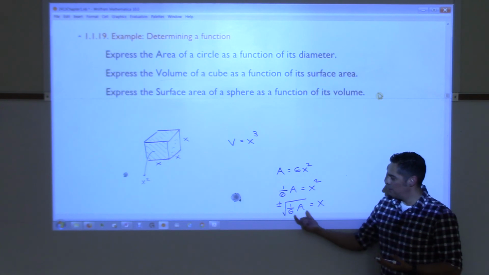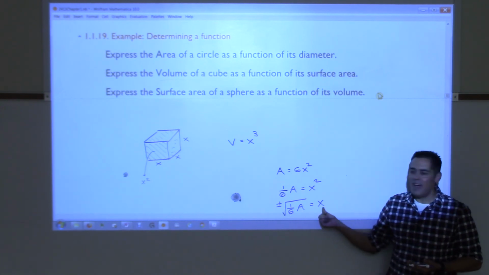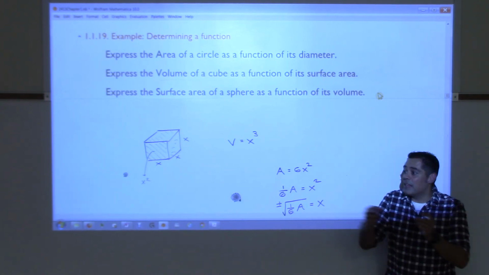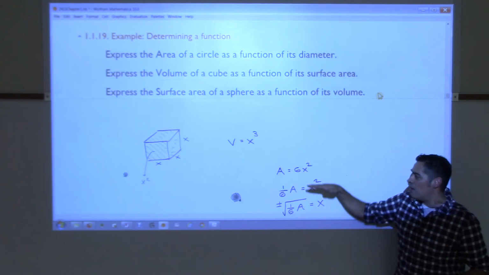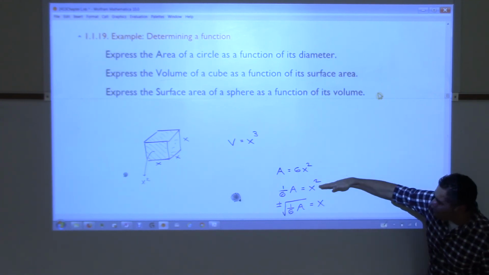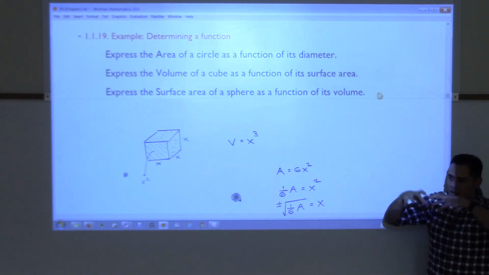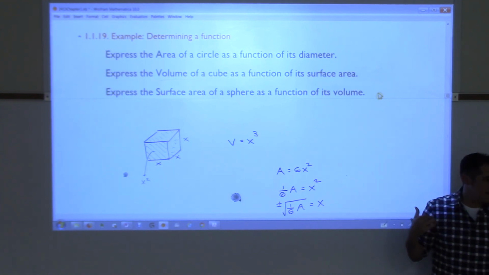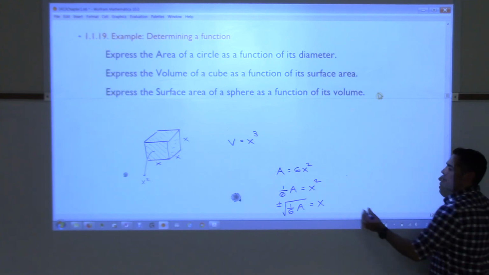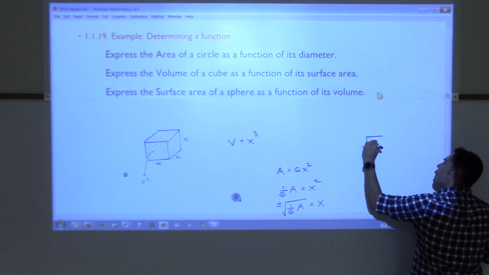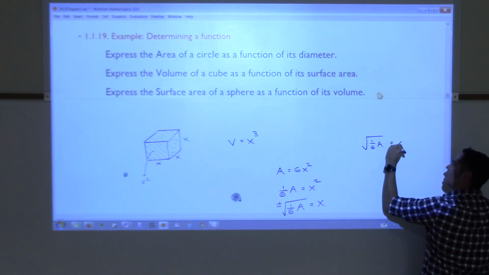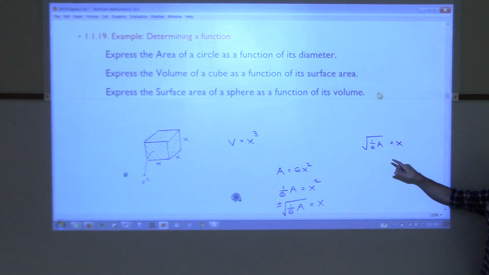Because this size cannot be negative. Because this is x, right? And we don't have a negative length. So algebraically, from here to here, you have to include plus or minus. But within the context of the problem, I can throw the negative out. So I'm chucking the negative, I just get the square root of 1/6 a equals x. Okay, so that's now a relationship that I have between x and a.